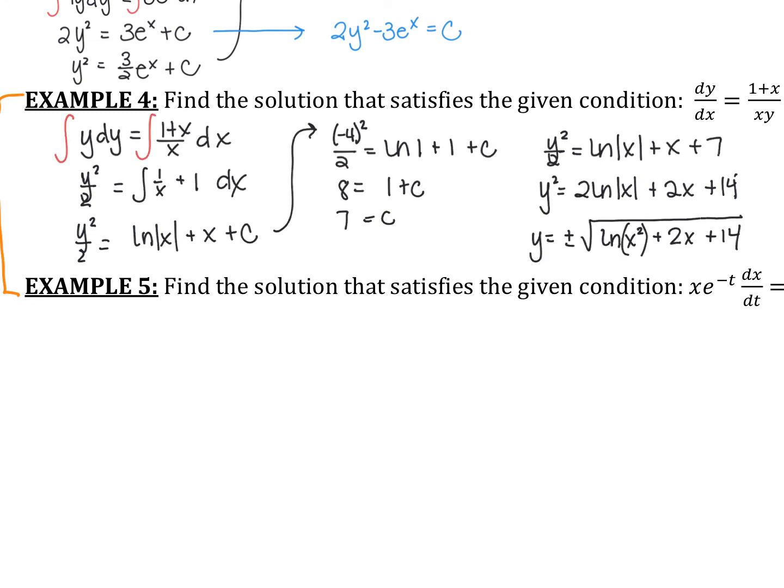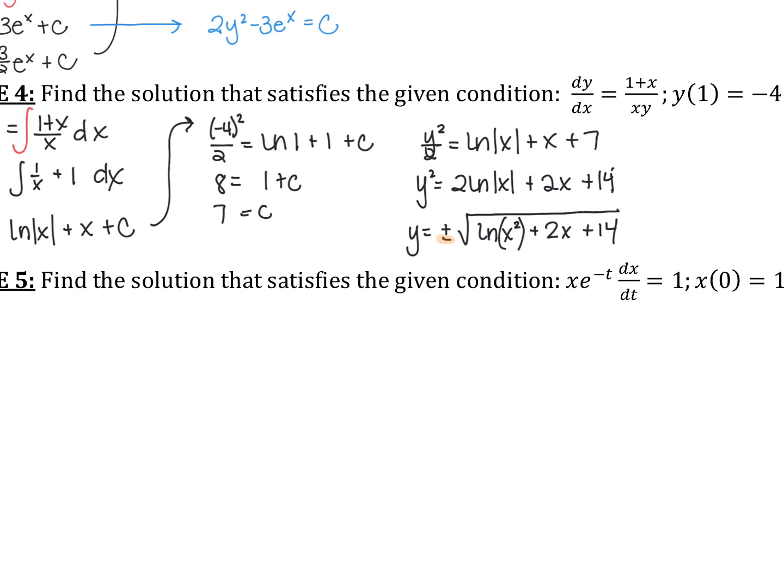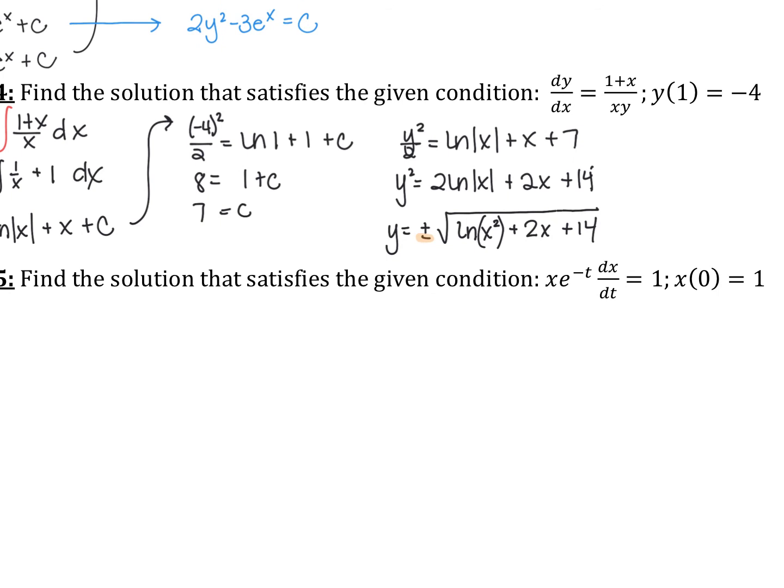Now, this answer's not done. It's not actually correct yet. Here's why. I have plus or minus. I only want the negative. Any guesses as to why? Oh, negative 4. Because this is negative 4, my plus or minus would match whatever the sign. So if this had been y of 1 equals 5, I would take the positive square root. But because it's negative 4, I want the negative root.